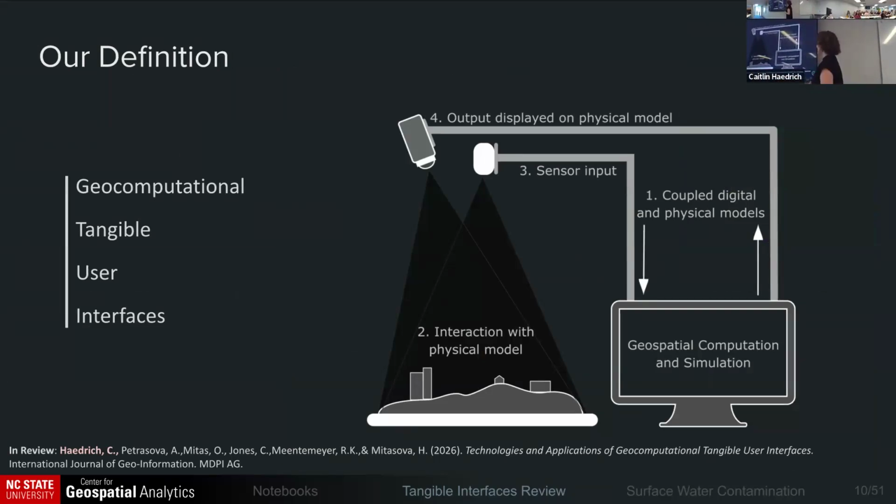And so G-TUIs all have some sort of computation and simulation occurring. Then that's coupled with a sensor that senses the interactions on the table, and a projector that's displaying whatever output happens on the computer, whatever is being simulated. And then all of the visualization and the interaction occurs on the table. And so once we had this definition, we could go through and actually do a systematic review.